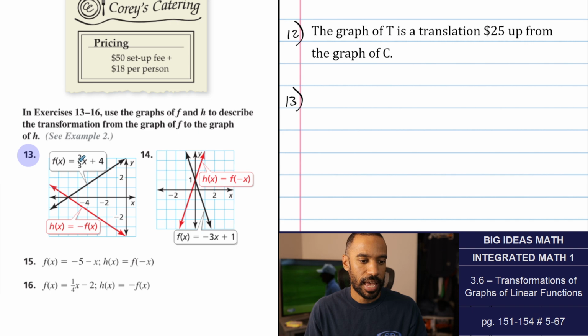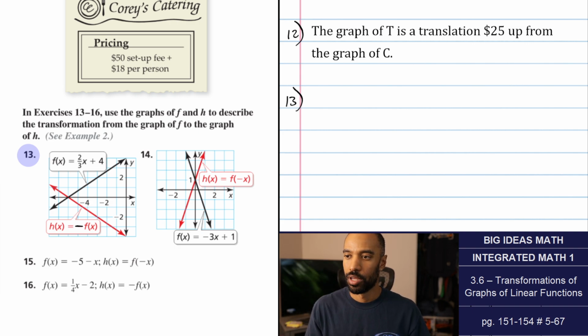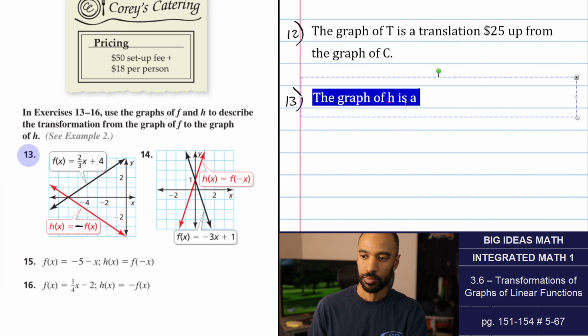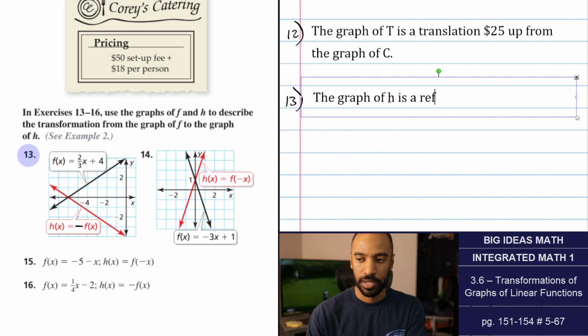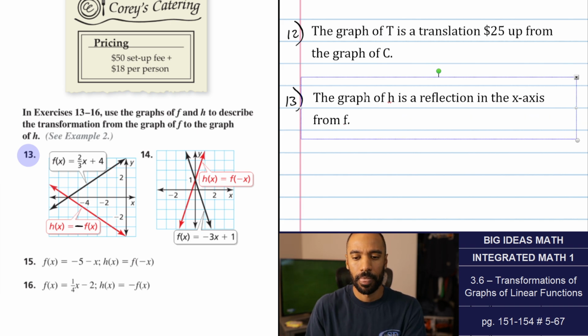Now, the first one says f of x equals 2/3 x plus 4. Maybe you can confirm the graph does what it does. And this says h of x equals negative f of x. So the negative here takes this thing completely and flips it all around. It's changing the y values. You plug in some x, it takes the y, and it flips it over. So the graph of h is a reflection, I think they say in the x-axis. I like to say over, but they say in the x-axis from the graph of f.